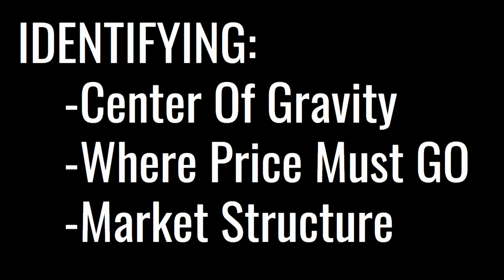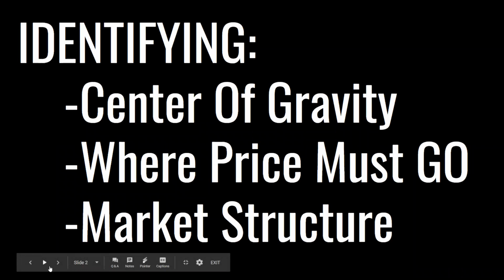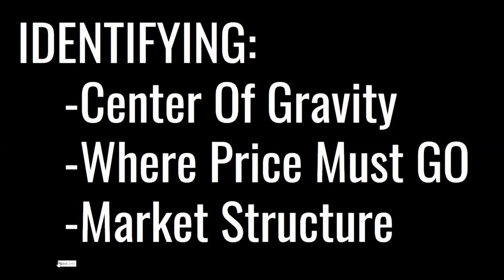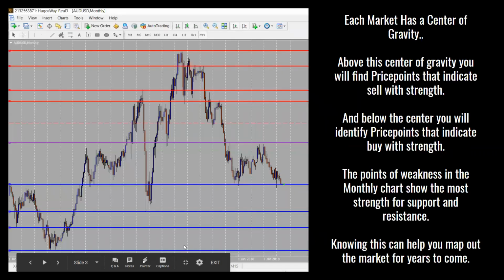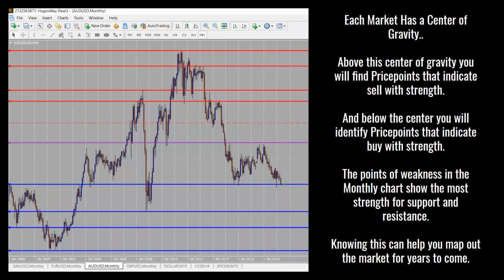So what you're getting today are things that you're probably not going to get anywhere else. This is content that big merchants won't even tell you about. This is the stuff that the whales use to look at the market. The banks use, right? They have their own stuff, but when they break down the chart, this is exactly what they're looking at. All right, so the first thing we're going to talk about is each market has a center of gravity. Above this center of gravity, you will find price points that indicate sell with strength, and below the center of gravity, you will identify price points that indicate buy with strength.